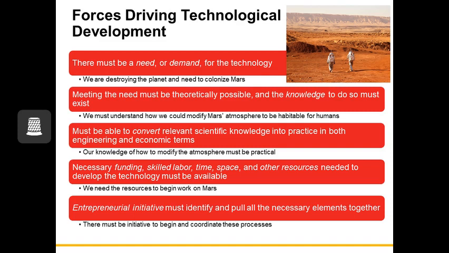Okay, we must be able to convert the relevant scientific knowledge into practice in both engineering and economic terms. So our knowledge of how to modify the atmosphere of Mars would have to be practical. If it requires machinery that we can't get from Earth to Mars, then we can't do it. If we know how to modify the atmosphere of Mars, but we can't get the equipment that we need to do it to Mars, then our knowledge is not really practical.